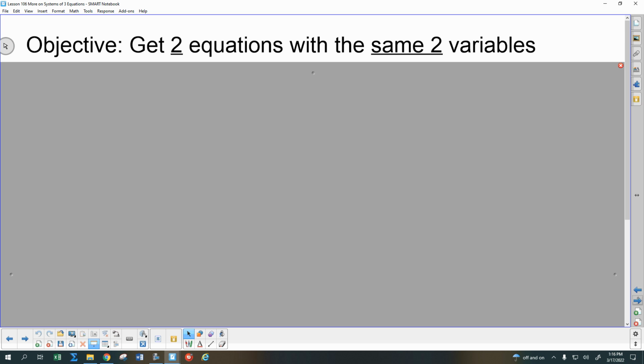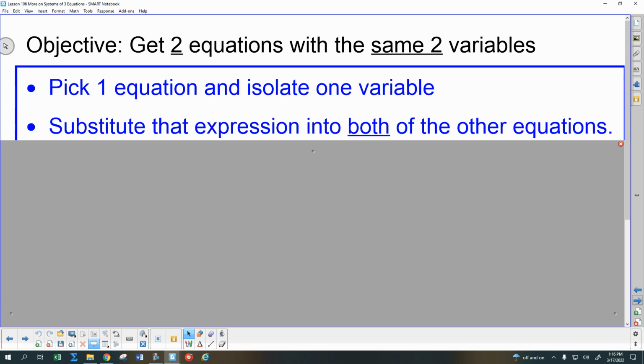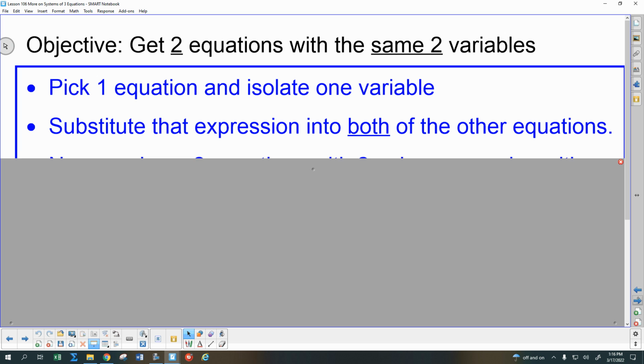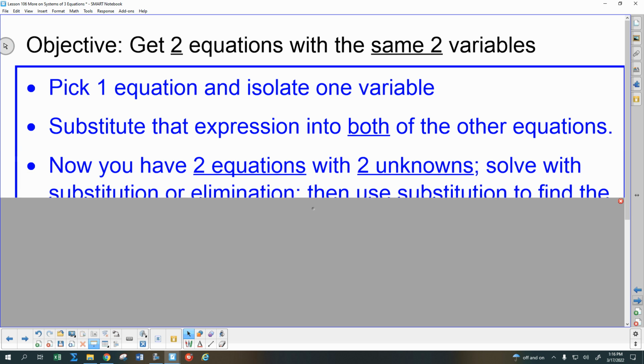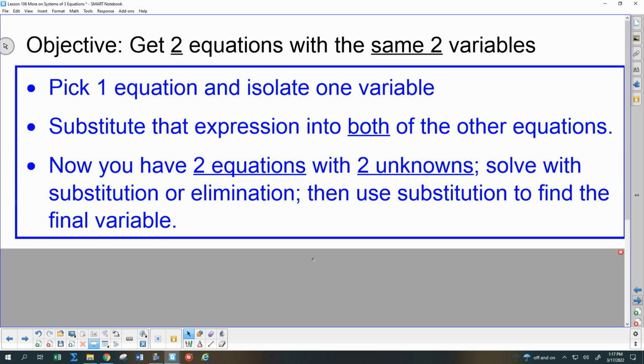If we have a system of 3 equations, our objective is to somehow get 2 equations that have the same 2 of those 3 variables. 2 methods we've been using. Pick one equation and isolate one of the variables, y equals or z equals or x equals, and then plug that into both of the other 2 equations. And that gives us 2 equations with the same 2 variables. So again, this is already in your notes. Let's use this method on my first example.